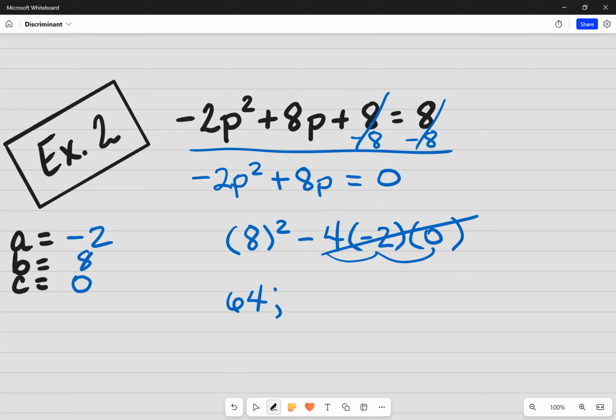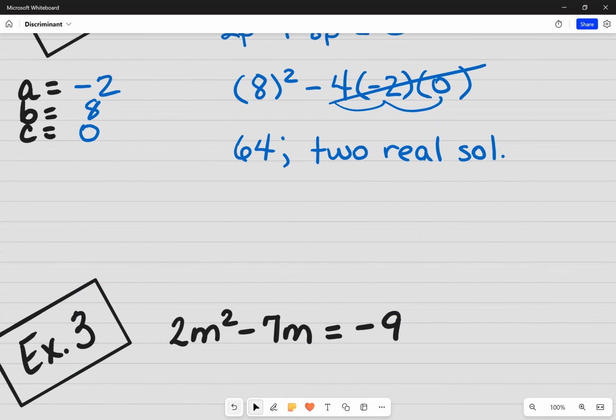Again, if I were to go back and look at my rules, I see that my answer is greater than 0 because it's a positive number. So therefore, I'm going to have two distinct real solutions. Let's just write 2 out so we don't get confused here. So 2 distinct real solutions. And like I said, I'm looking for the answer, how many, and what type.